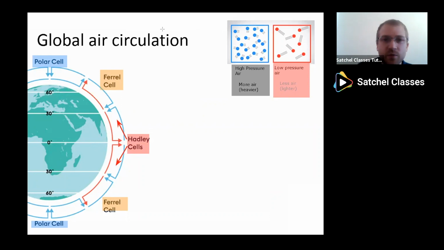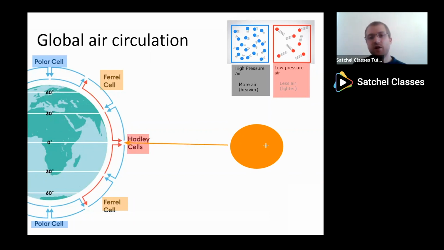So what we'll do is we'll just go back 2 steps. So we've got these different cells. We'll start off with the Hadley cell. Now, obviously we know we're on the equator, and if we imagine our sun is over here, I'll just put that as a big glowing ball. Its solar radiation comes in. It's always going to be more intense on the equator. If you warm something up, the air particles will expand apart. So that's what I've kind of linked to on the top right diagram here.